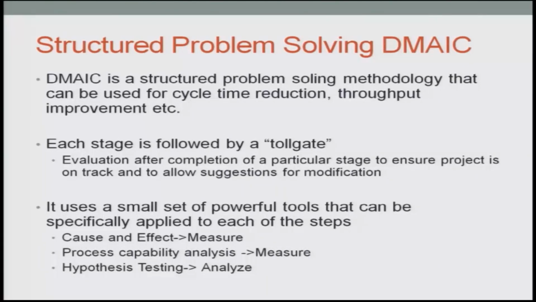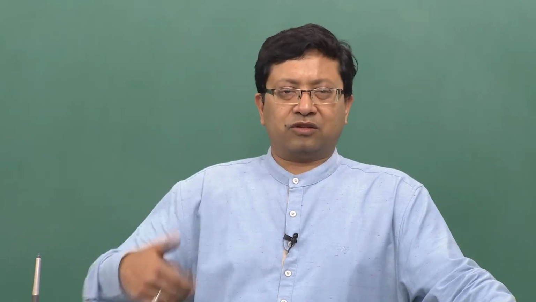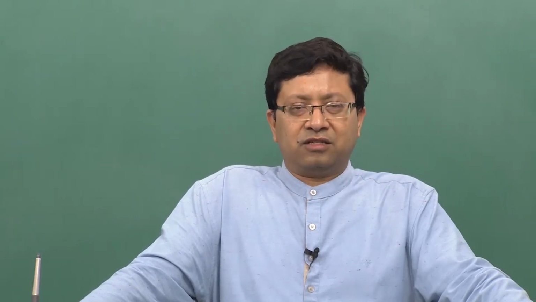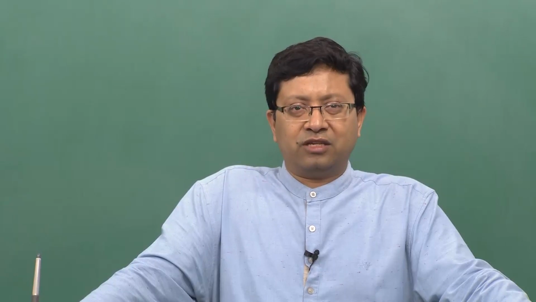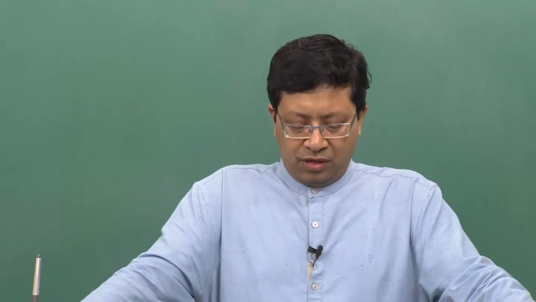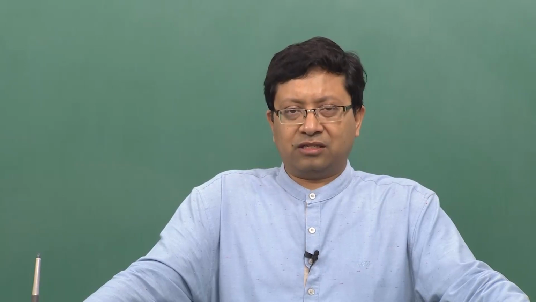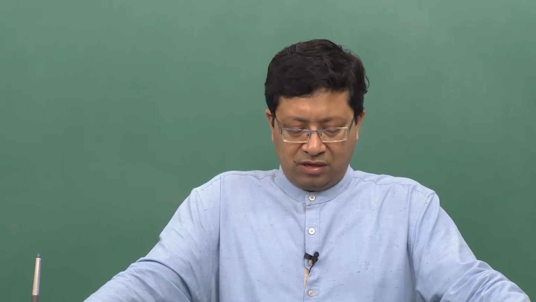This 5-step problem basically uses a small set of powerful tools that can be specifically applied to each of the steps. So, the steps are, there is a cause and effect, and obviously, if there is a cause and effect, you measure what are the causes, what are the effects, and try to quantify them and bring them into the notice of the people who are involved in that process, such that they can give you the right decisions, right information, right knowledge, right set of suggestions based on which you can improve and measure the cause and effect, and try to take corrective actions for the cause and what are the effects on the effect.